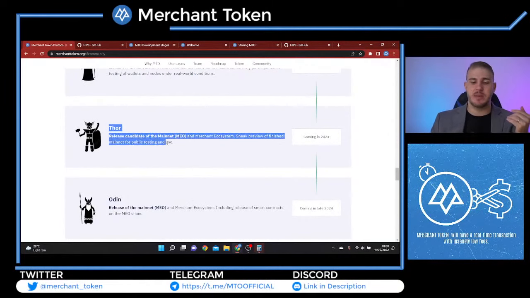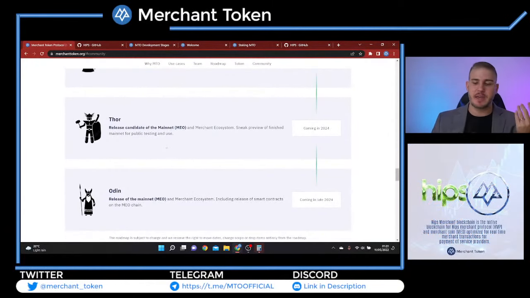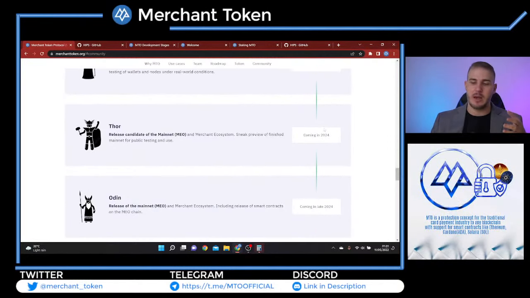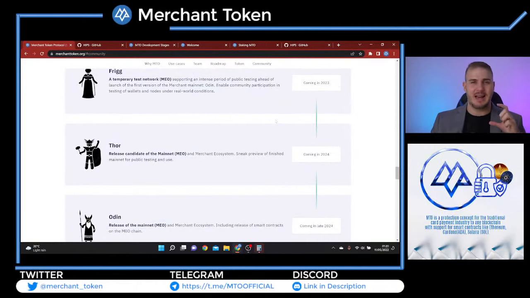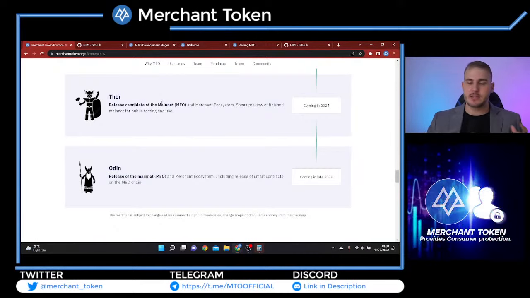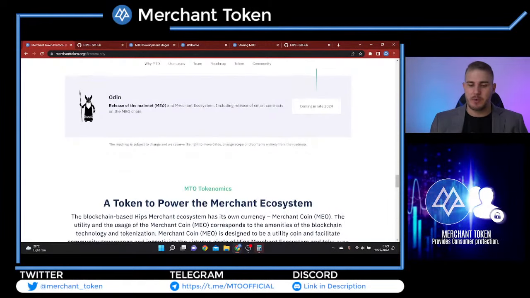Then the next stage is going to be the third stage, which is the release of the candidates of the mainnet, which is the merchant and the merchant ecosystem. So, a sneak preview of the finished mainnet for public testing and use. Again, this is going to be next year, because we expect that year to be extremely busy with testing and improvements. And then in the same year, we expect to release the full product altogether. So this is kind of the last stage of the testing, and it will be evolving more and more into what the final product and the final ecosystem will be as well.